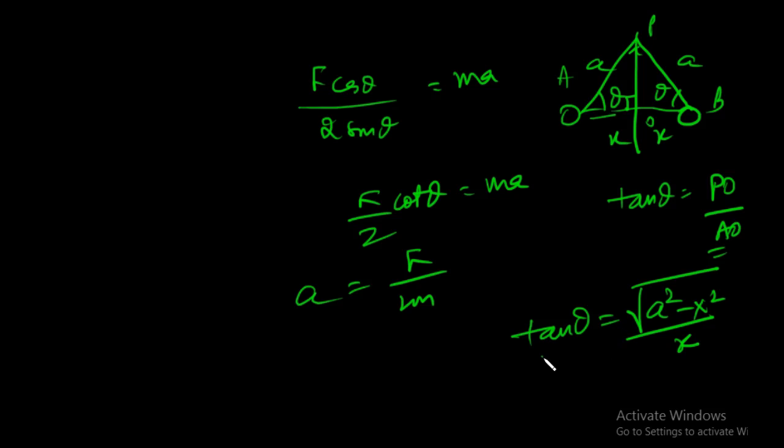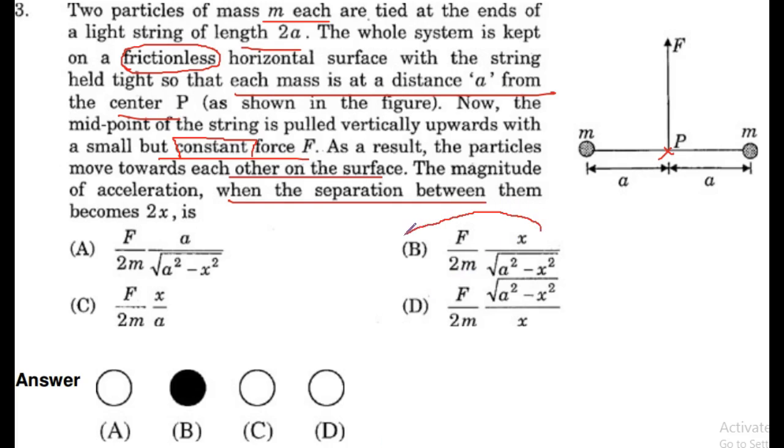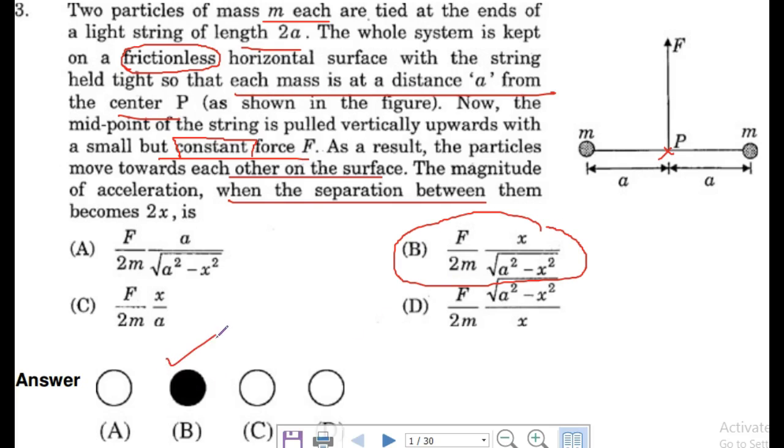So what is cot theta? Cot theta is reverse of tan theta. So we have F by 2m times x divided by root under a square minus x square. This is the answer, okay? This is the answer of the acceleration. So you see, this is the exact expression which I have calculated, Fx divided by 2m times root under a square minus x square, and this is the answer B. Alright, so B over here is the acceleration.